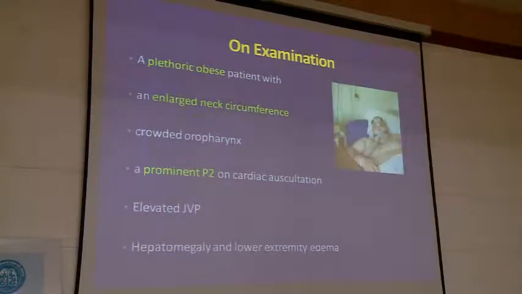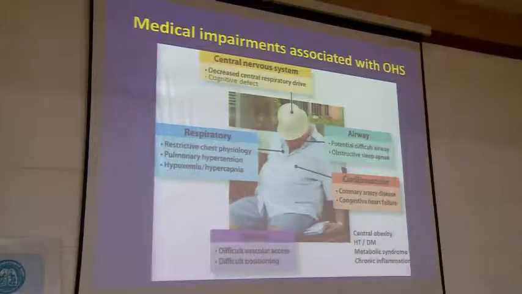On examination, these patients are plethoric. There's polycythemia because there's hypoxia, and therefore release of erythropoietin, which induces hemoglobin production. They will have an enlarged neck circumference because they are obese, and a crowded oropharynx. There'll be a prominent P2 on auscultation and an elevated JVP. The patient will have tender hepatomegaly and edema of the feet if they are in right heart failure. So OHS causes lots of problems. In the central nervous system, there is decreased central respiratory drive, and sometimes there'll be cognitive defects also.